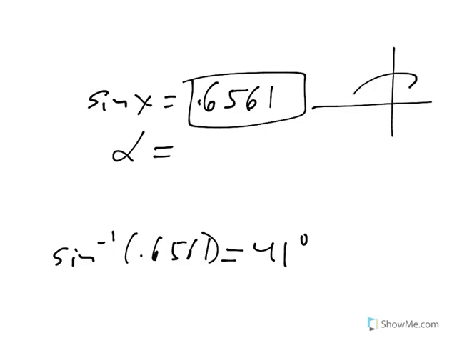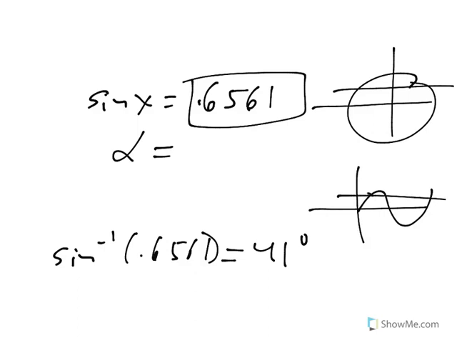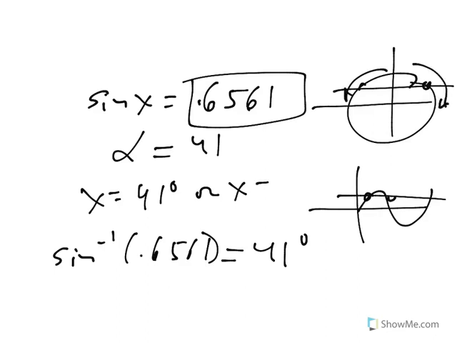But sine x, whether you're picturing it this way or that way, has two answers. One's between 0 and 90, so that's the reference angle answer. The other one's between 90 and 180. So for this quadrant, it's 180 minus the reference angle, which is 139 degrees.